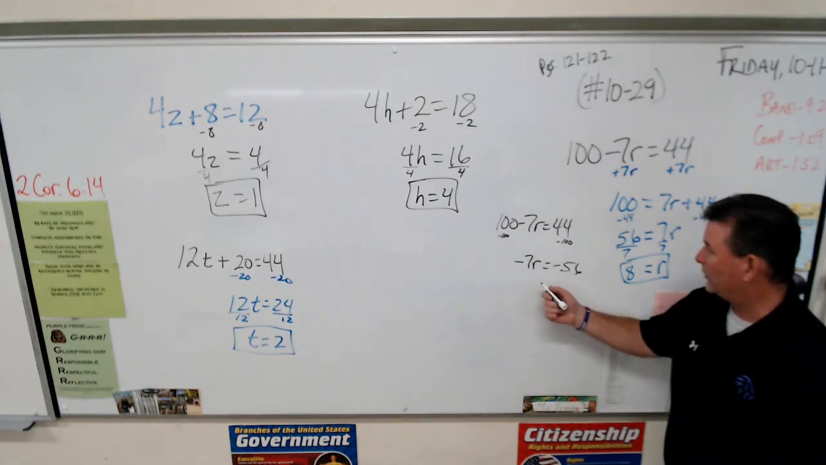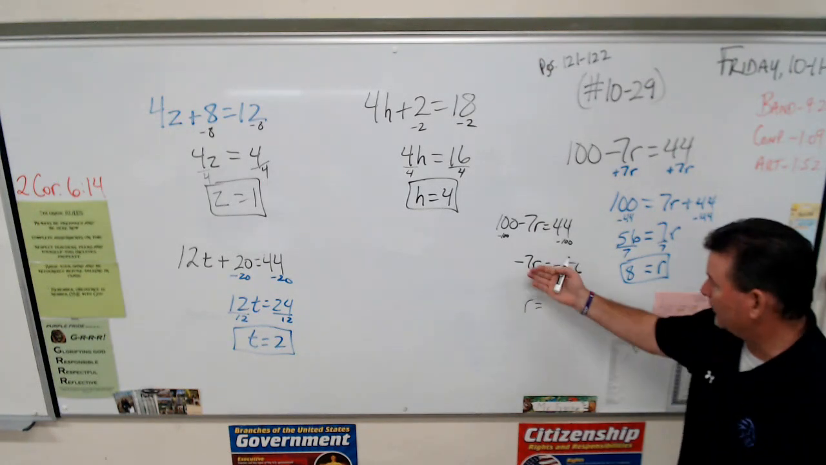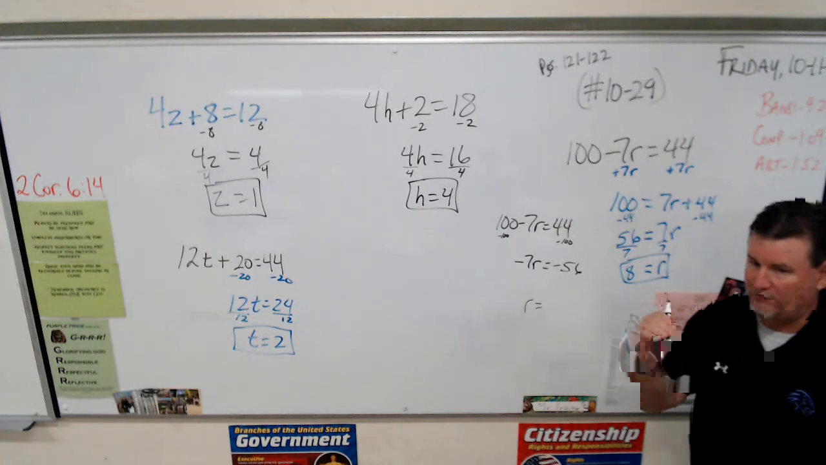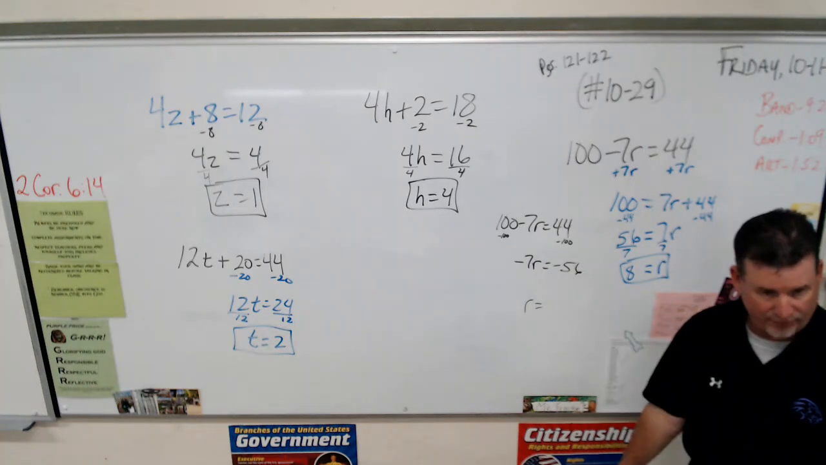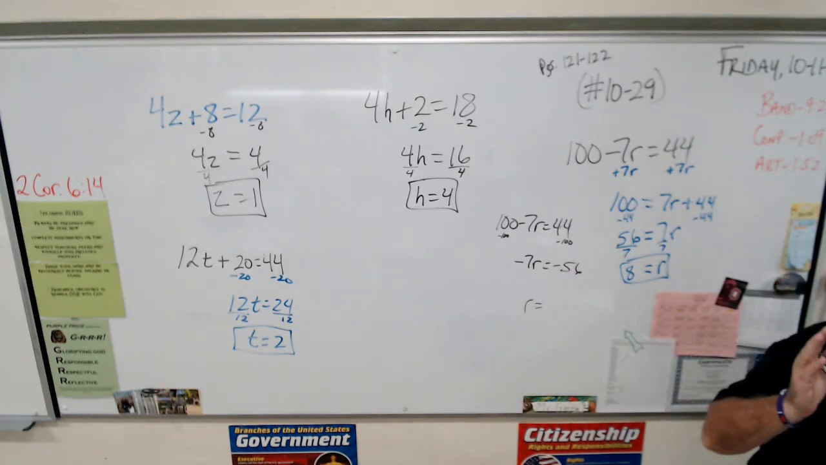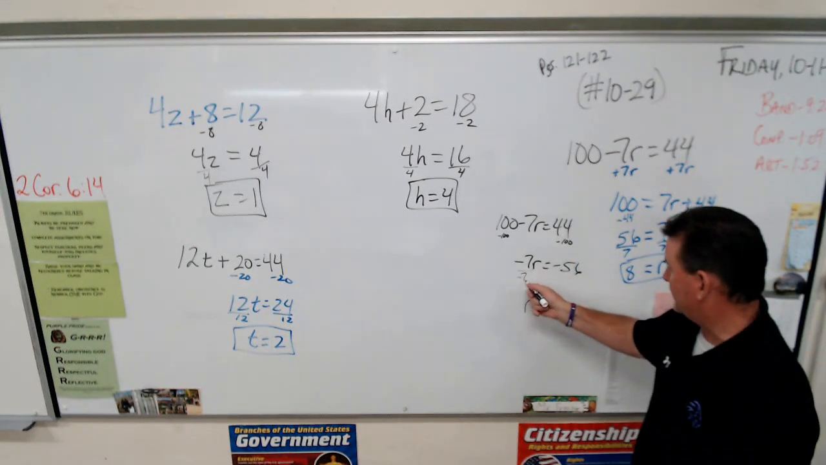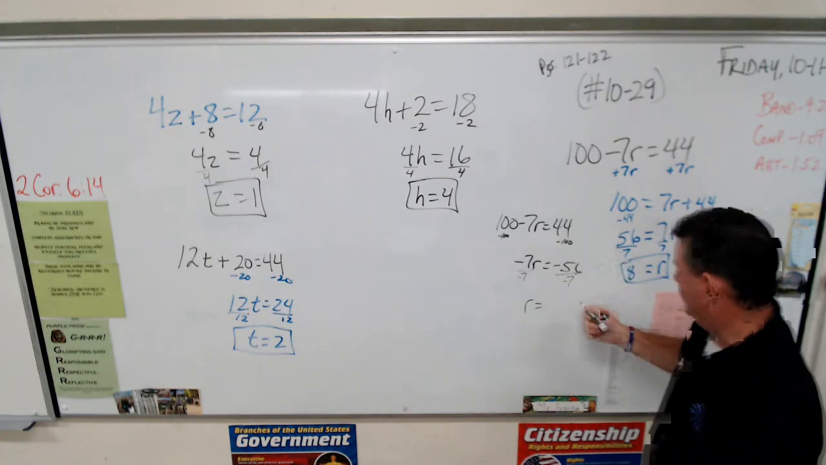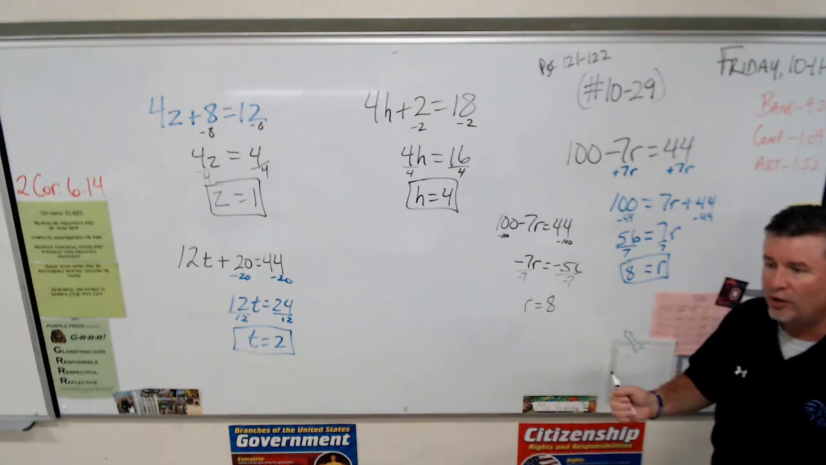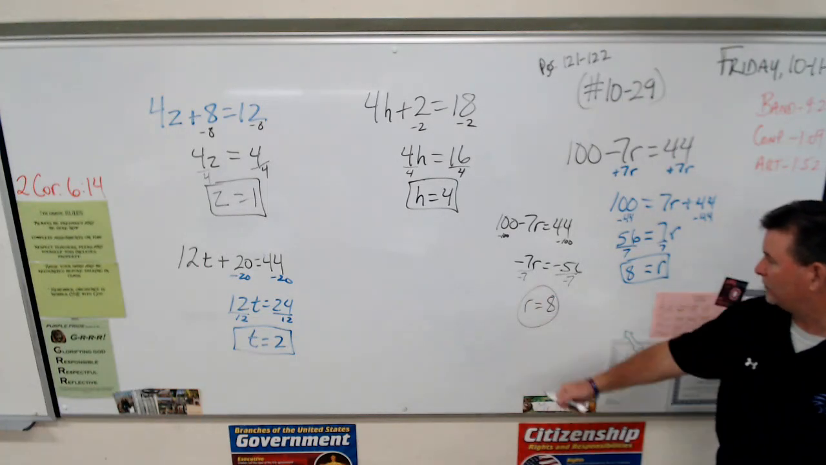Now what do I divide by over here to get r by itself? 7? Not 7. 7 would give me negative 1. Negative 7 divided by positive 7 is going to give me negative 1. Negative 7 divided by negative 7 gives me positive 1. So I'm going to divide by negative 7 on both sides. What is negative 56 divided by negative 7? Not negative. When you're multiplying and dividing, 2 negatives make a positive. Look, I got the same answer either way I did it.